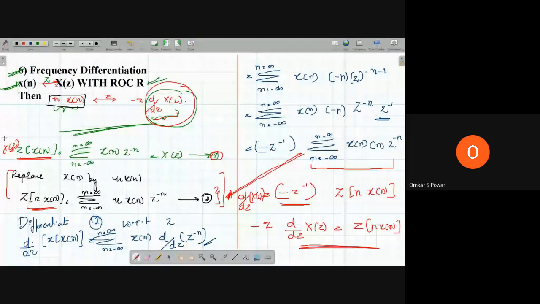Okay. I think we have done problems with respect to Z transform today, and we have derived some properties with respect to Z transform. In tomorrow's class, we will solve problems with respect to Z transform, and if time permits, we'll solve inverse Z transform also.